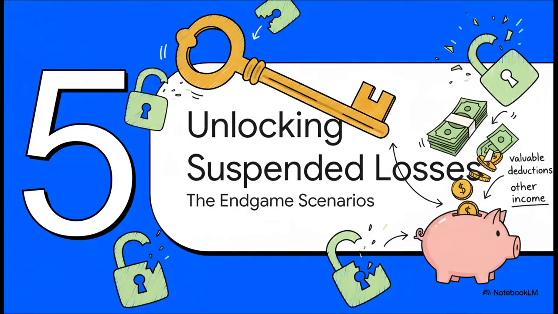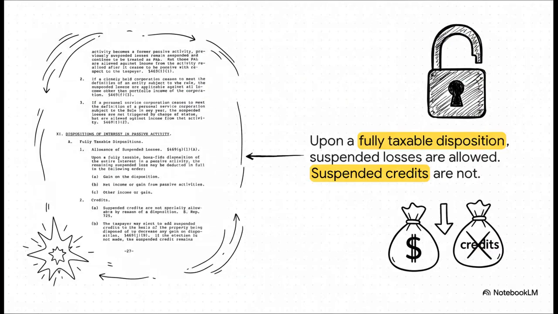We have spent all this time talking about how losses get trapped, how they get suspended. Now for the good part, how do we get them out? How do you finally get to use those valuable deductions against all your other income? The number one way, the ultimate trigger, is when you sell the thing, a fully taxable disposition of your entire interest in the activity to someone who is not related to you. Section 469(g) makes it clear. This event blows the doors wide open.